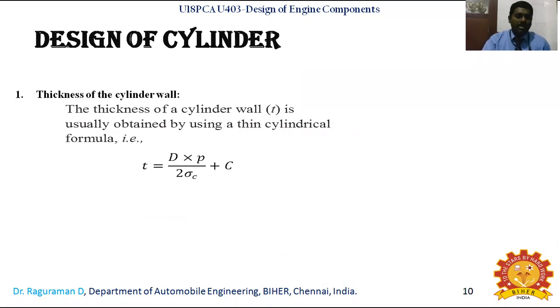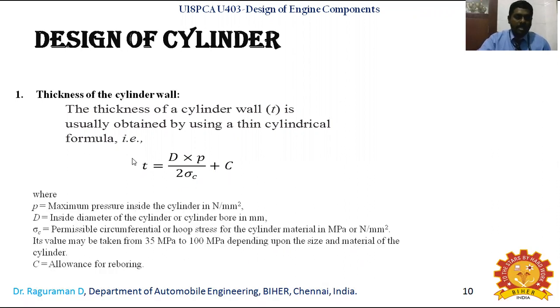So once you are calculating it, then you will have the thickness of the cylinder wall that can be calculated using the thin cylindrical formula. That is the formula you have in strength of materials. So t equal to D into P divided by 2 sigma C, plus C.